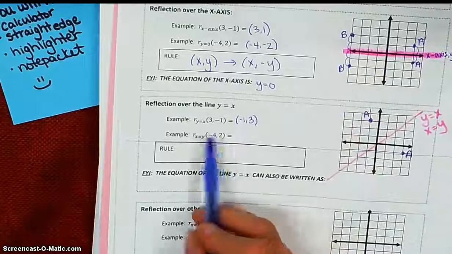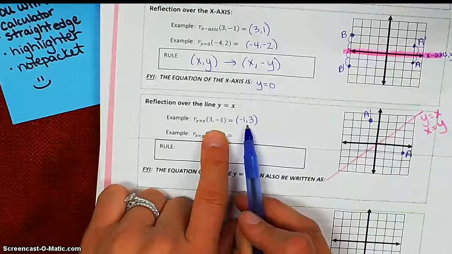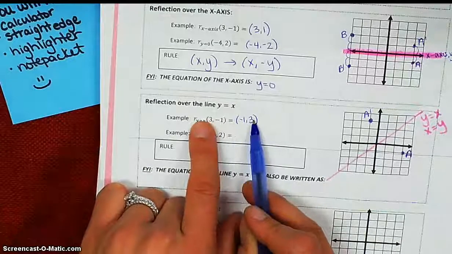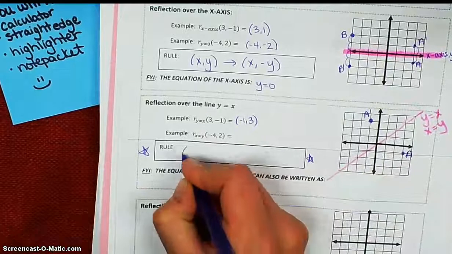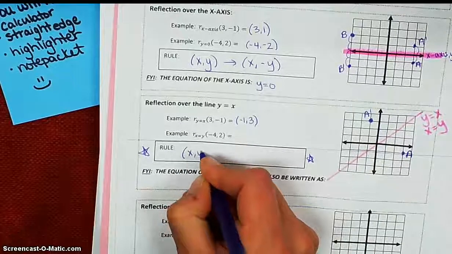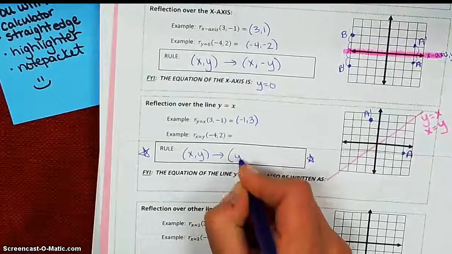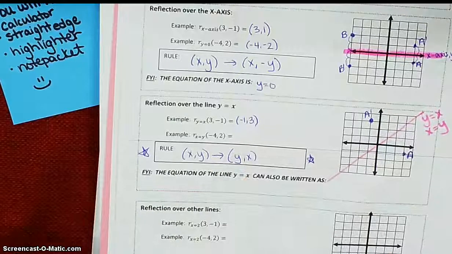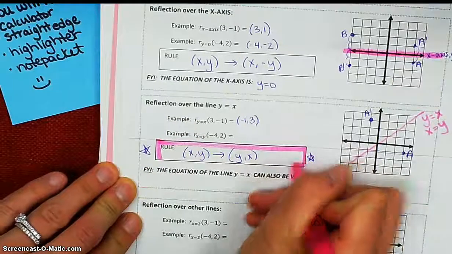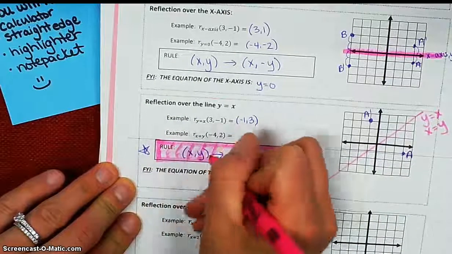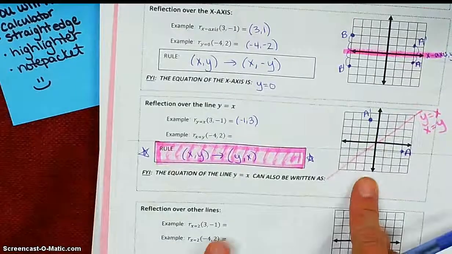So let's see, what happened to our x and our y's to get to that image? Well, all we did is we switched them. So this is going to be the one example where I'm going to ask you to memorize this rule. When you reflect over the line x equals y or y equals x, all we're doing is we're switching the x and the y. So I'm going to have you highlight this one. This is the only one I want you to memorize because it's very difficult to graph this one out.